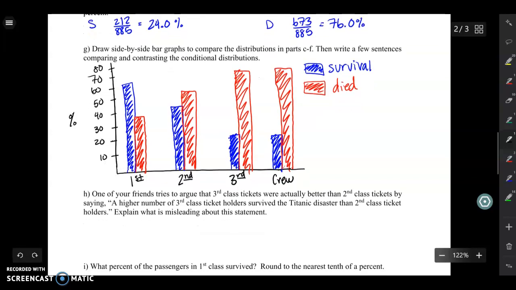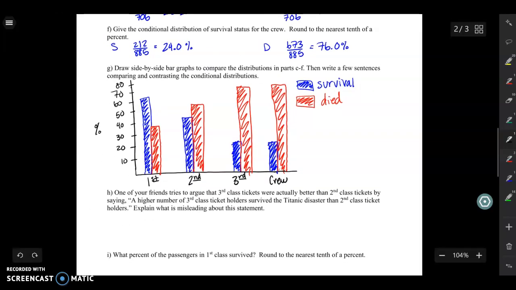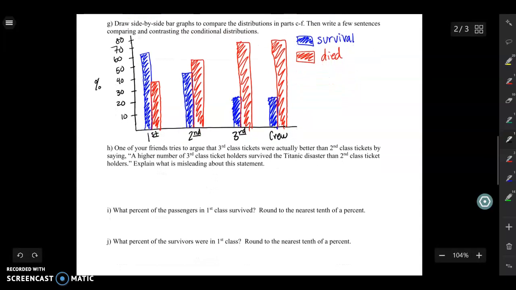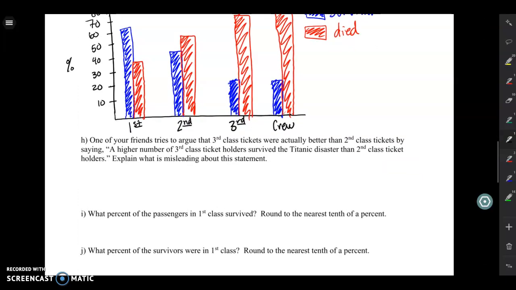Okay, let's talk about a couple other questions that we can ask and answer with this bar graph and with the 2A table. So let's say you're talking to one of your friends and she tries to argue that third class tickets are actually better than second class tickets because a higher number of third class ticket holders survived the Titanic than second class ticket holders. So first of all, let's just talk about what that means.